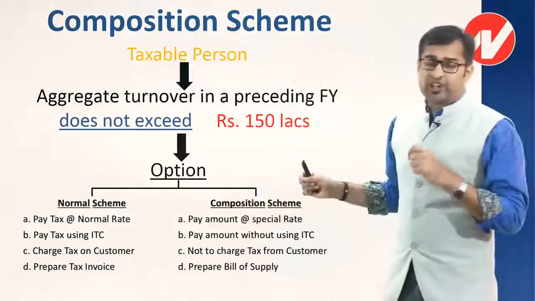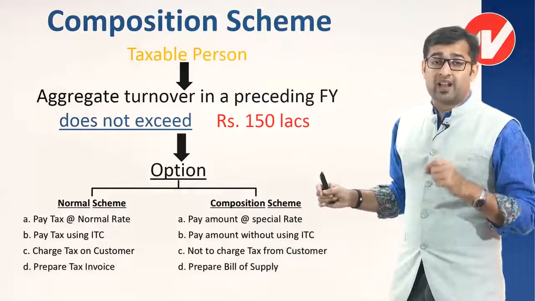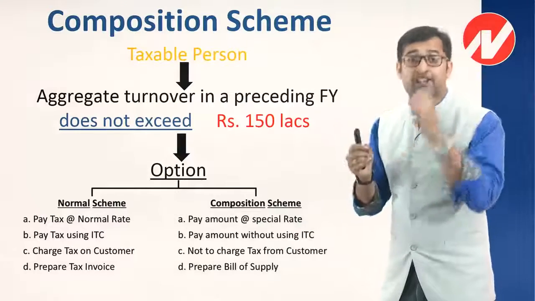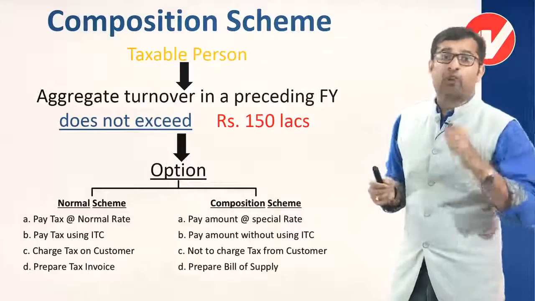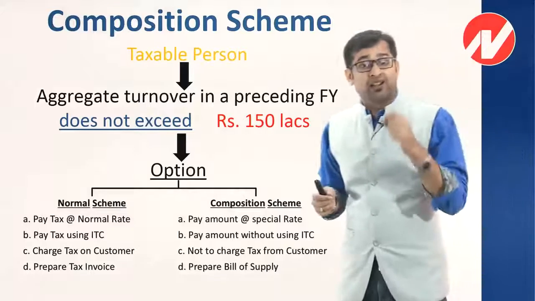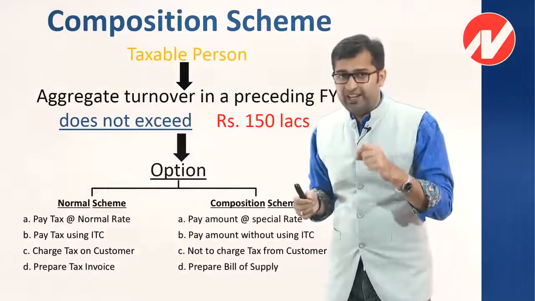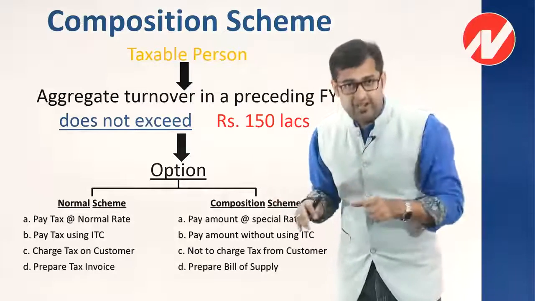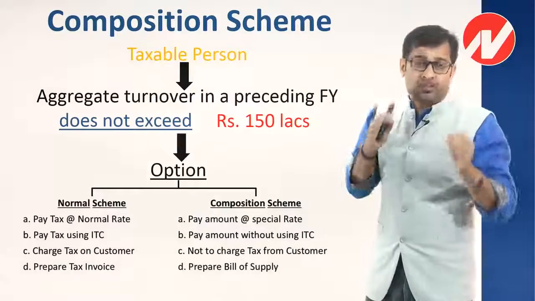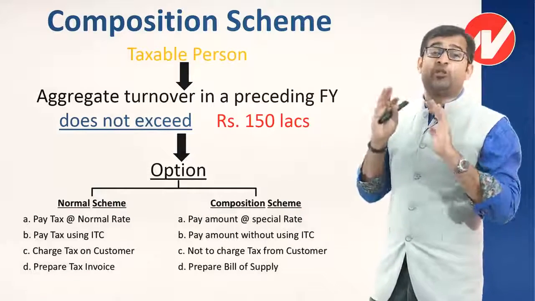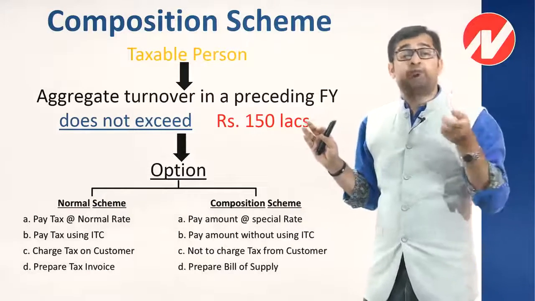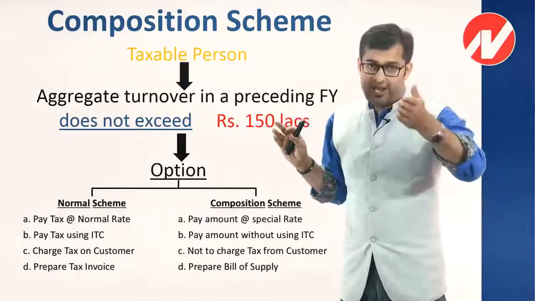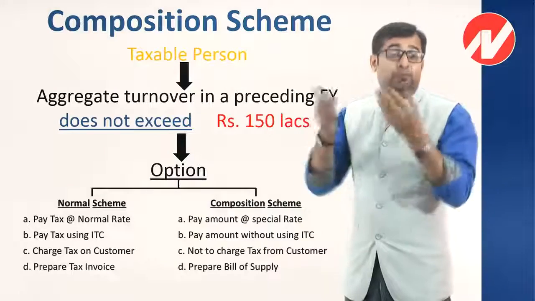While the point which I am using over here is, I am not paying tax, rather I am paying an amount at a special rate. So I am not actually paying tax. Government is saying if you follow the composition scheme, you don't have to pay tax, but you have to pay an amount at a fixed rate, at a special rate which we provide. So practically speaking, you are not paying any tax. Rather, you are paying an amount in lieu of tax, in exchange of tax, in place of tax.